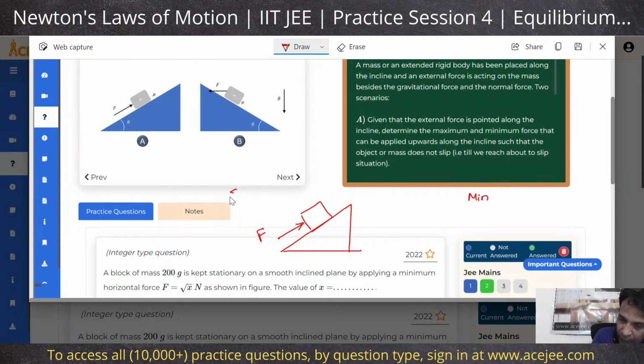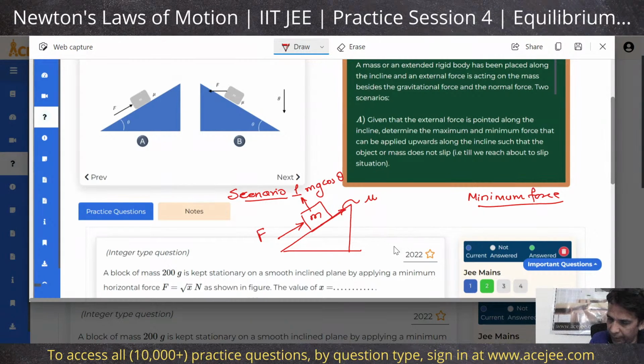So this is scenario number 1. What it means is if you don't apply the force F, then M would be sliding downwards. Let's say the coefficient of friction is mu. And let me draw the forces here. This force is your mg cos theta. Now, if F is not there, then the block would have the tendency to slide downwards and the frictional force will be acting upwards, right?